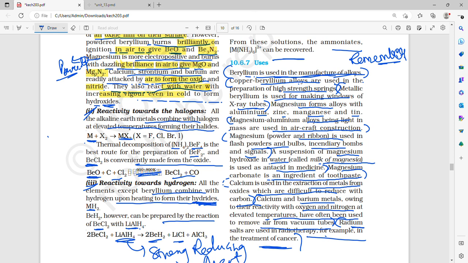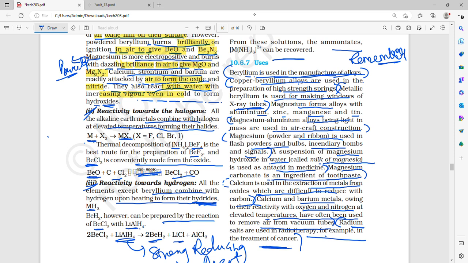Okay, so firstly, beryllium is used for the manufacture of alloys. Copper beryllium alloys are used in the preparation of high strength springs. Metallic beryllium is used for making windows of X-ray tubes. Then magnesium forms alloys with aluminium, zinc, manganese and tin.